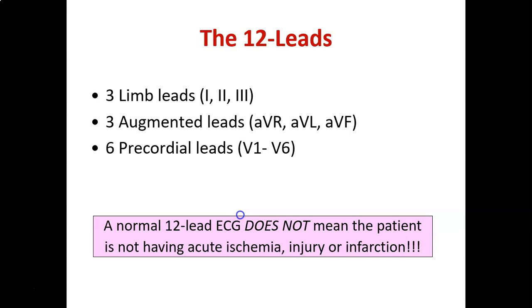It's very important to notice that a normal 12 lead ECG does not mean that the patient is not having acute ischemia, injury, or infarction. So what does it mean? It means myocardial infarction can happen in the presence of a normal ECG. So when you are dealing with a patient, treat the patient as a whole. Take the history, physical examination, laboratory assessment, and ECG analysis.